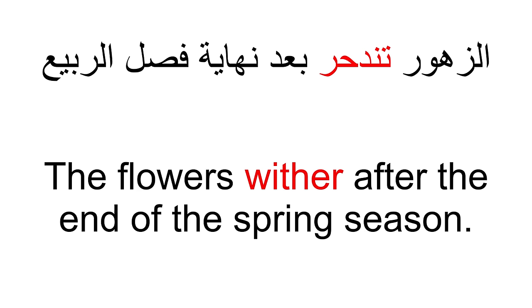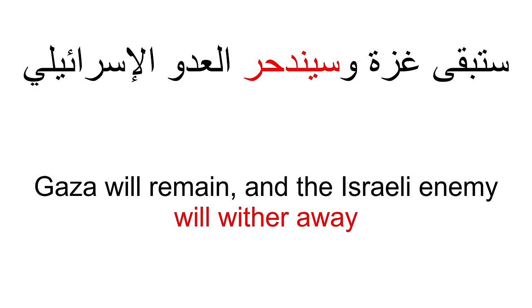Next, we have the verb yandahir. We use it with the pronoun huwa. We say huwa yandahir. It means he withers or he fades away. It is often used to describe something losing its strength, leading to a state of decline or deterioration. Example, الزهور تندحر بعد نهاية فصل الربيع. Another example, ستبقى غزة وسيندحر العدو الإسرائيلي.